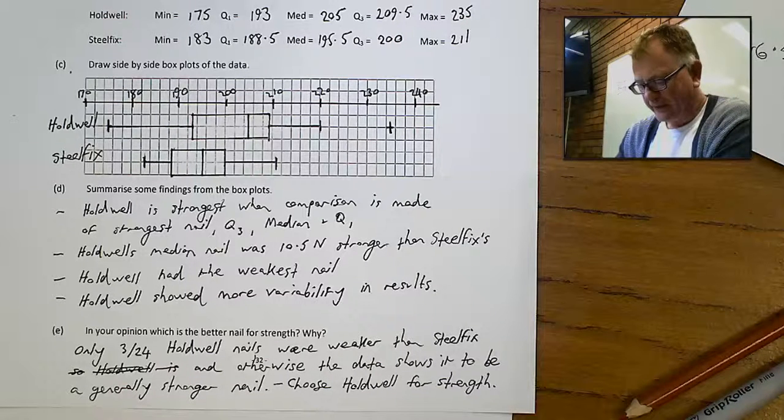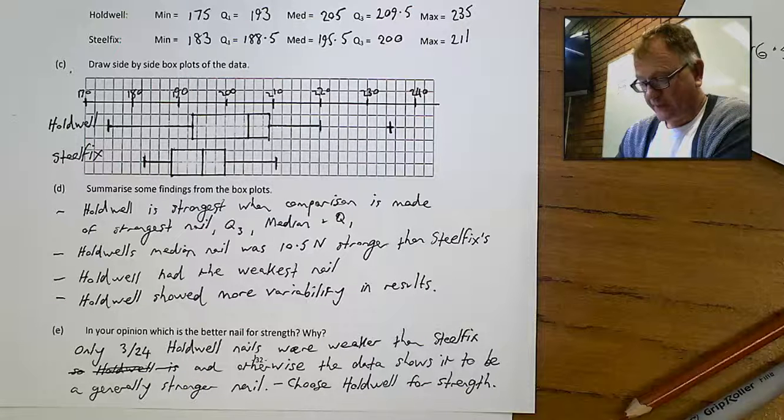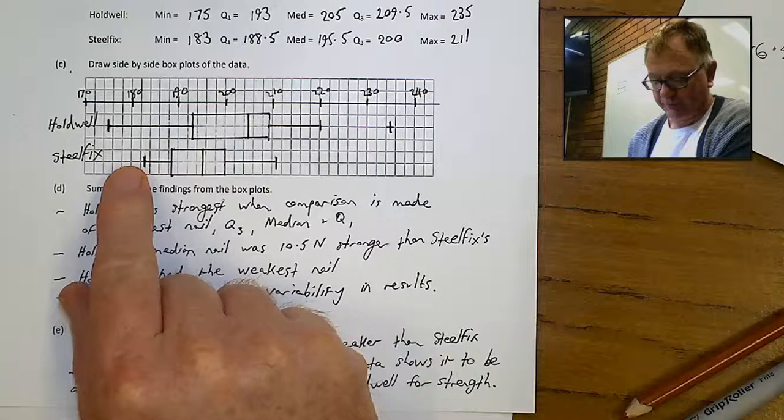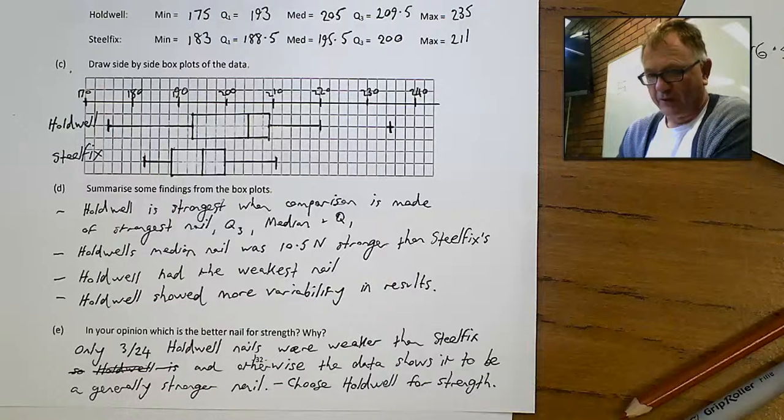But if you did go for Steelfix, and you knew something about the nails, if they were nail gun nails, you can't really afford to have a weak nail in a nail gun. If the nail breaks in the gun, it can do a lot of damage to the nail gun, and that could cause a lot of delay in your building work. You really couldn't afford to have a weak nail. If that was the case, then these weakest nails here are going to be really important, and you don't want to have those 3 weak Holdwell nails if they're going to cause problems, and you could then say Steelfix was the best.